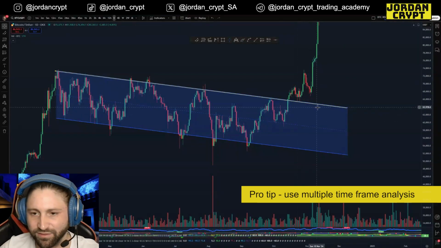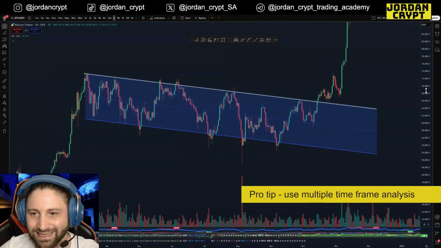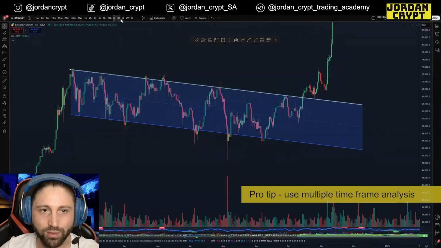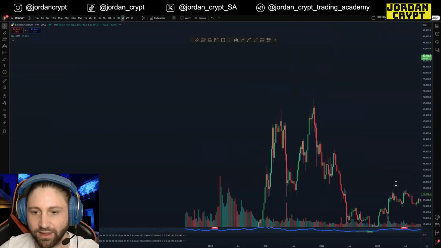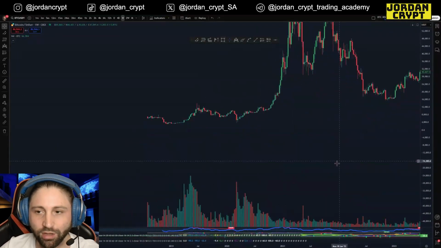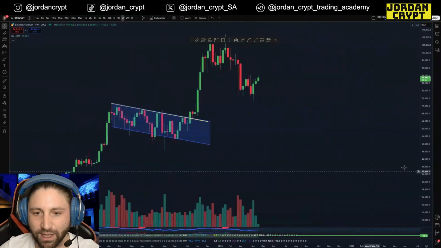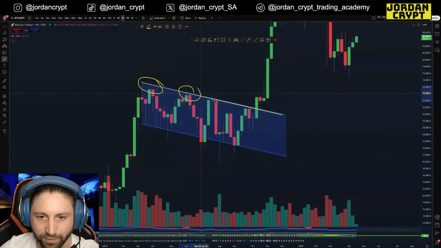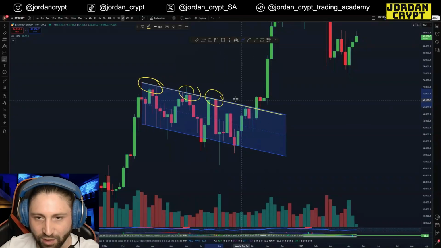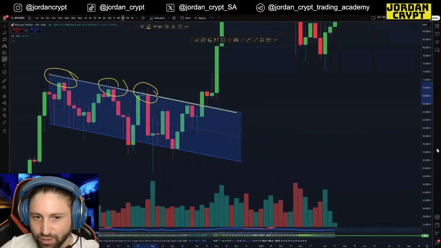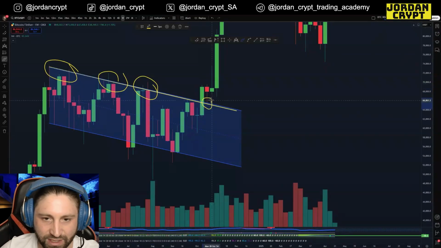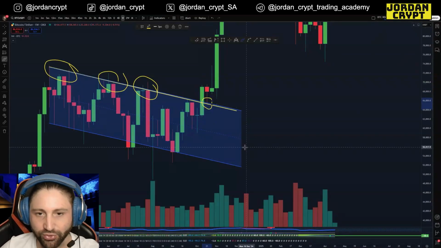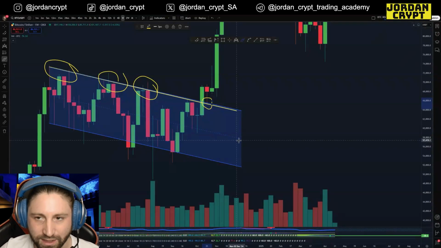Another pro tip is of course to always use multi-time frame analysis. Always make sure that you do zoom out to check the ultra confluence of your trend lines. We can see here these beautiful wicks which are showing us just how important that trend was in terms of significance, and we can also see the beautiful wick which came in on the retest, giving us even more significance.